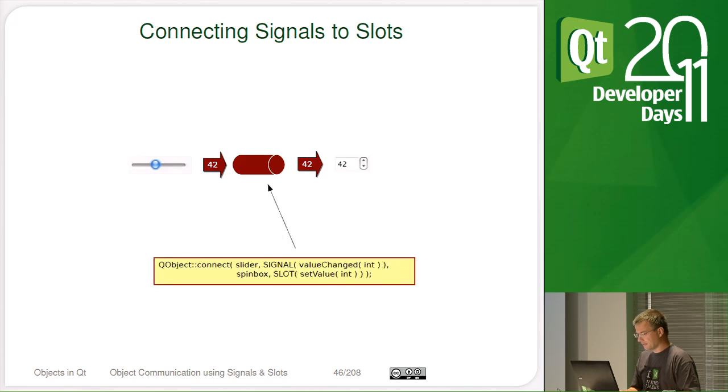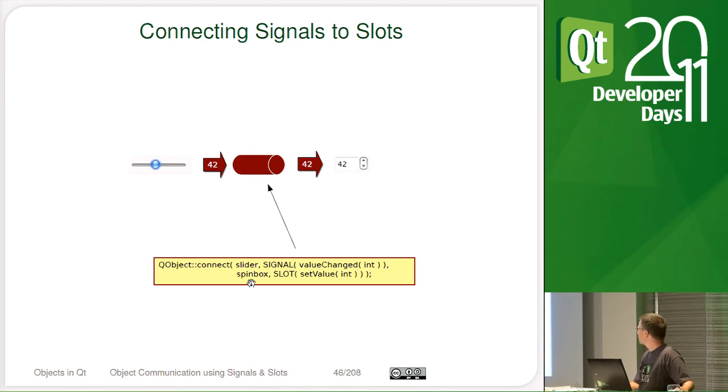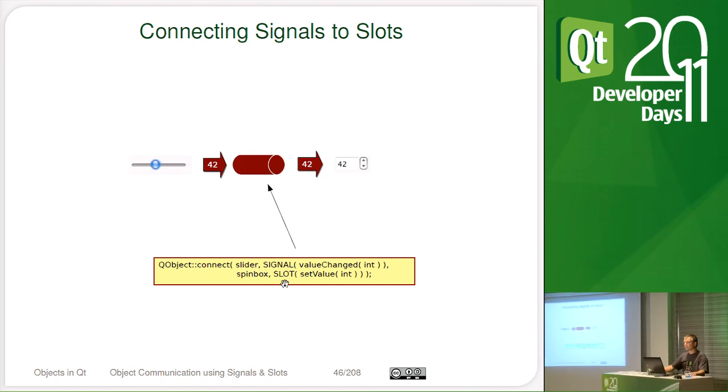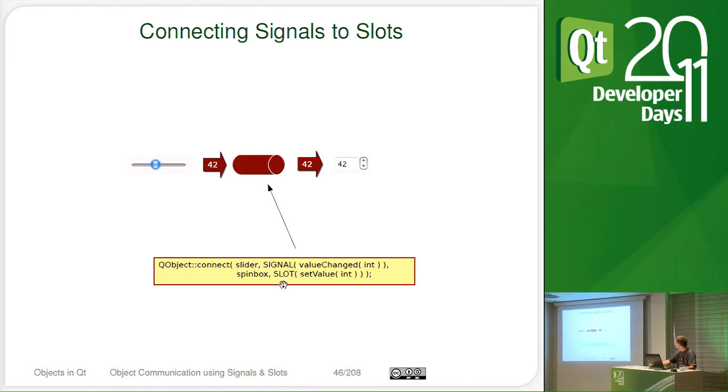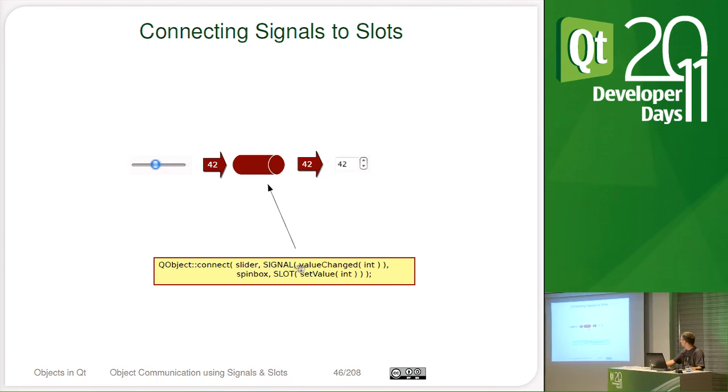So what does it mean? We have to connect these two objects using the connect function of the QObject class. And we specify the sender, the signal, the receiver, and the slot. So in that case, we connect the slider signal valueChanged, which has a parameter int, to a slot of the spin box, which is called setValue, and also has a parameter int.